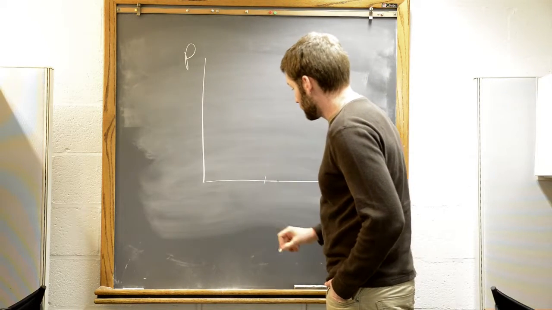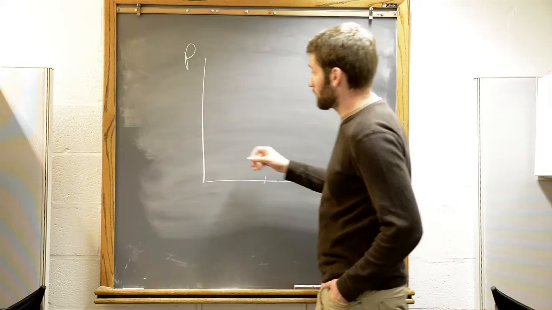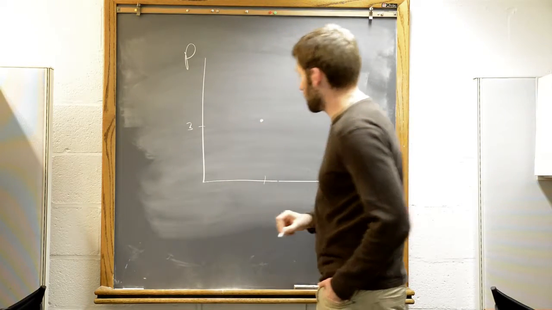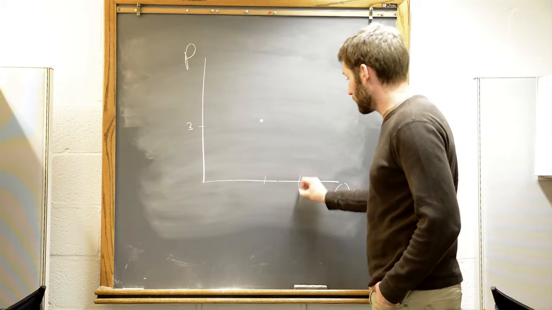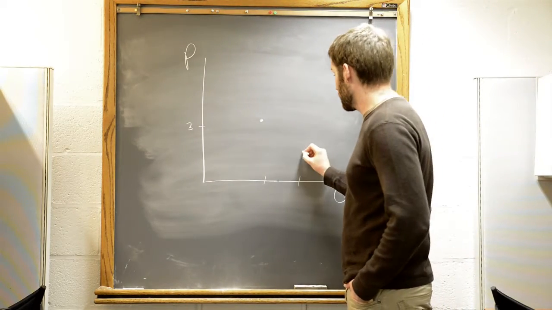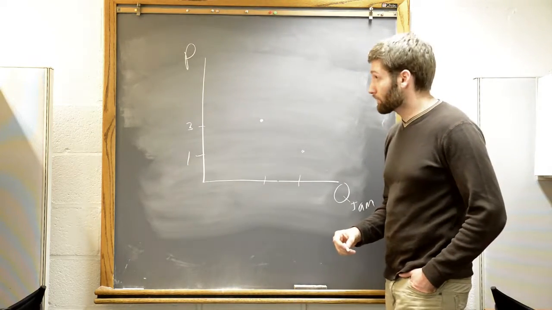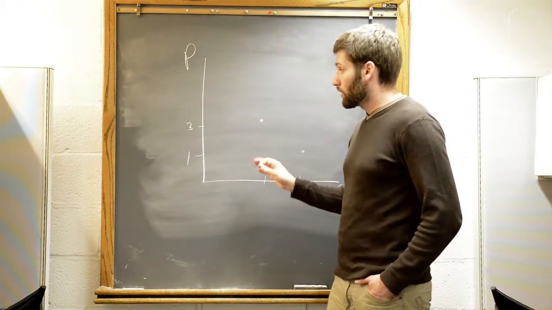So for example, I might be right here, and I might be willing to buy some jam at a price of $3. Someone else might like jam not quite as much as me. They might be over here and be willing to pay $1.